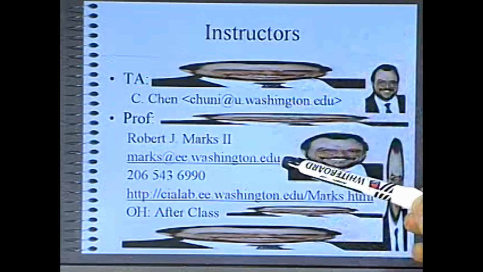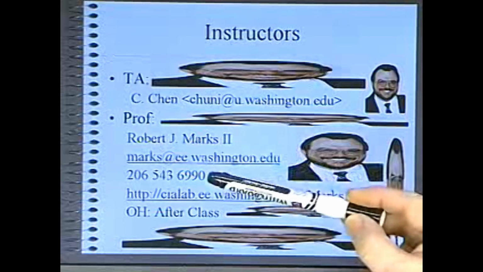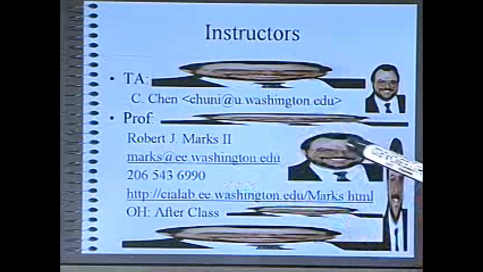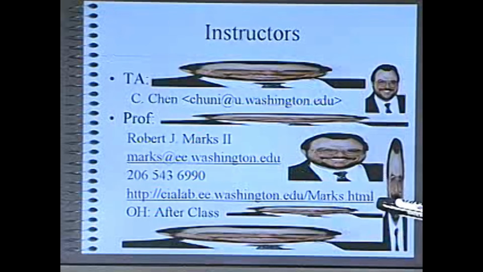Here is my email address. Probably the best way to get in contact with me is with the email address. Here's my telephone number. And here is the home page. If you go to the home page, which is my faculty page, you will see a little thing at the bottom right hand which says WE523. You click on that and you will go to the home page of the course.